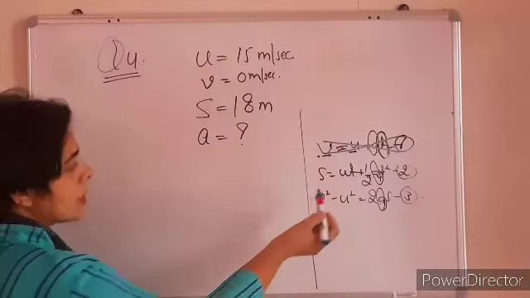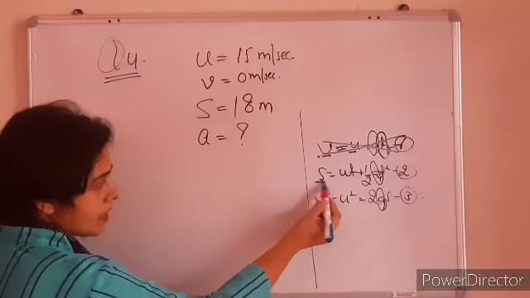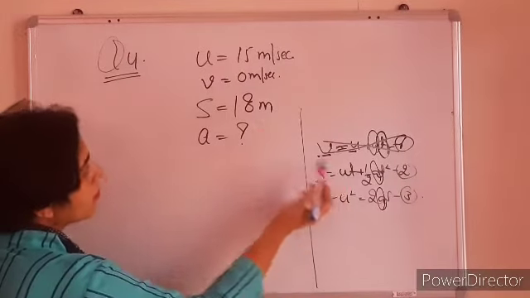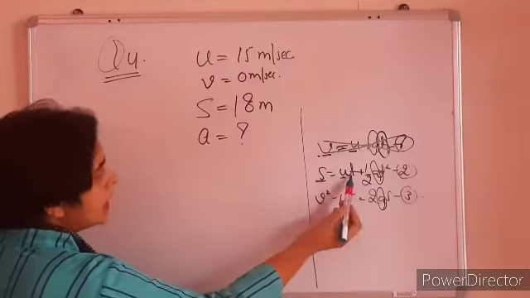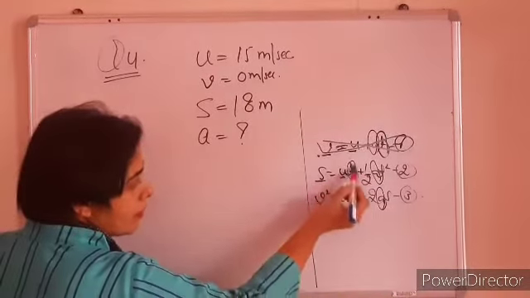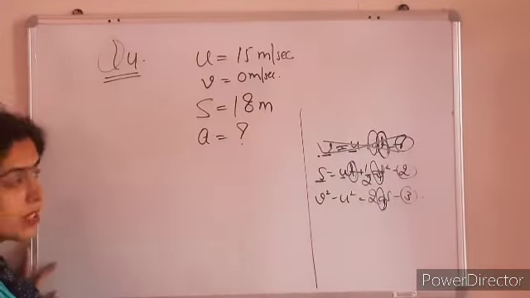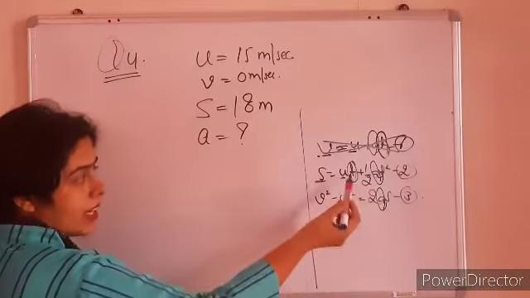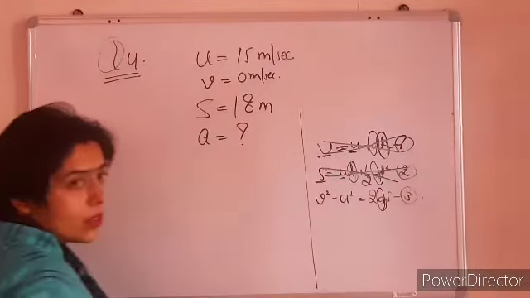Fine. Look onto the second equation. S given? Yes, it is given. U, initial velocity, is also given. T, time? No, it is not given. So here also you have two unknowns. One is A, which you have to find out, and T is also not given, so we are not going to apply this one also.